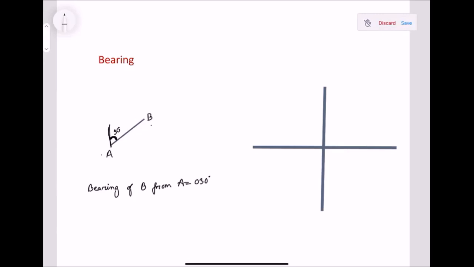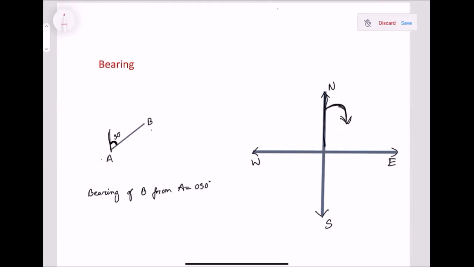Then again, you cannot just measure bearing from any random line. It has to be from the north line. So as we know, we have these 4 directions. So this is north, south, east, and west. So bearing is an angle which is measured from the north line in a clockwise direction. So in my example, this is the north line. So I will move in a clockwise direction. So this is the angle.